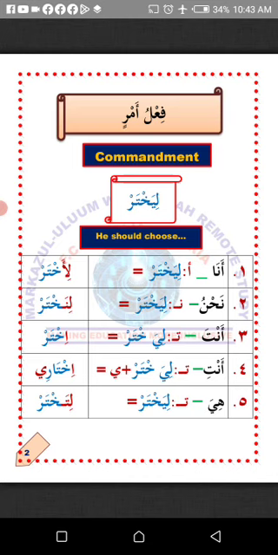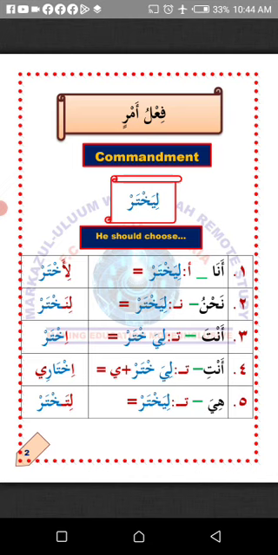So the verb liyakhtar will now become ikhtar. I hope you understand. Ikhtar, which means choose. You can only use this to command a single male person to choose. La'alaka fahimt? I hope you understand. MashaAllah. Arba, number four. Anti, you, representing a single female person.